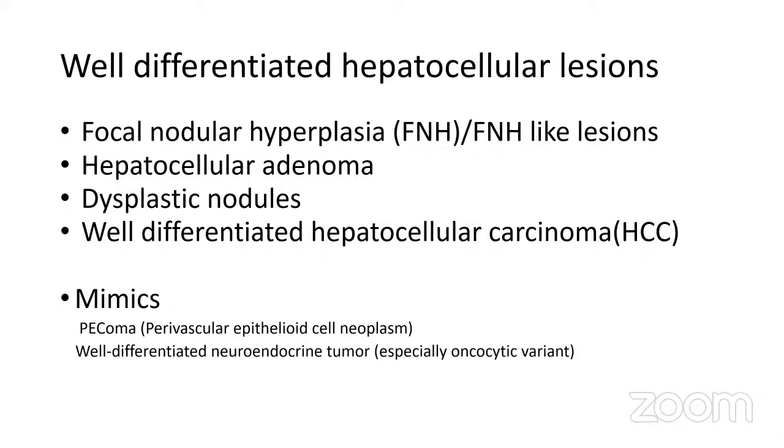There's focal nodular hyperplasia, then there are FNH-like lesions which are seen surrounding mass lesions, hepatocellular adenoma, dysplastic nodules, especially high-grade dysplastic nodules, well-differentiated hepatocellular carcinomas, and then there are some mimics which would mimic a hepatocellular lesion, like a PEComa when it has eosinophilic cytoplasm, and the well-differentiated neuroendocrine tumor, especially the oncocytic variant, can also mimic a hepatocellular lesion on H&E.